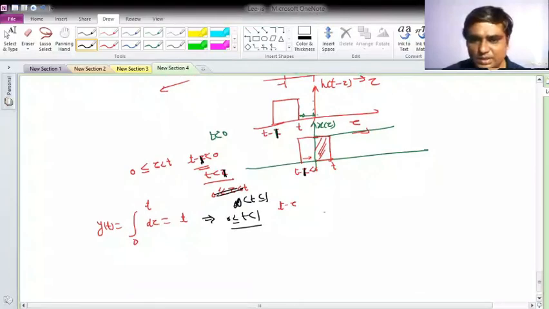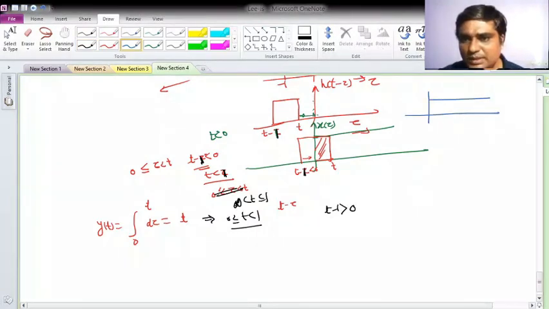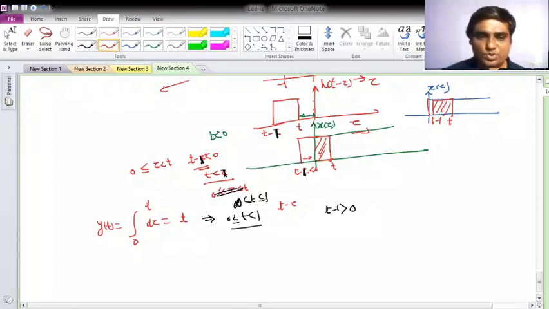Now what is happening? When t minus 1 has crossed 0, how is the situation now? Your x of tau was like this. Okay, and how is my h of t minus tau now? If t minus 1 has crossed the first stage of x of tau, the overlapping area will be from t minus 1 to t. Okay, so when t minus 1 is greater than 0, so t is greater than 1, and it will be for what? Then after that the overlapping area will remain the same for infinity also.